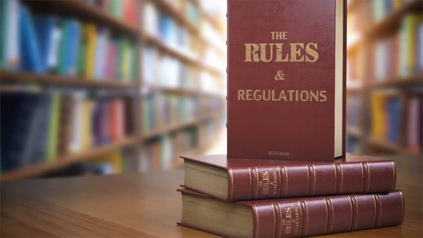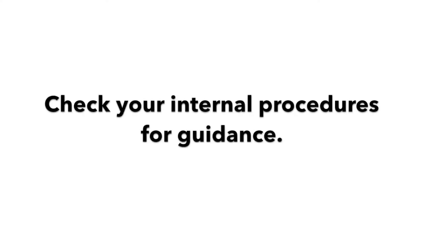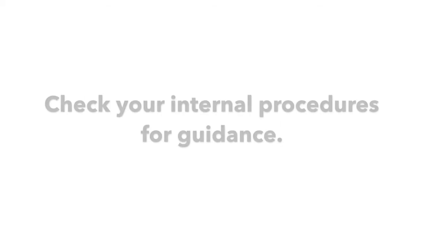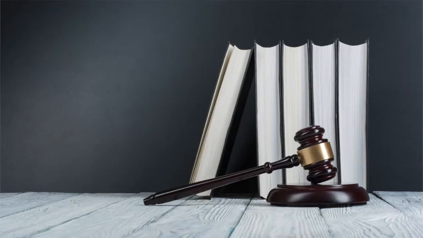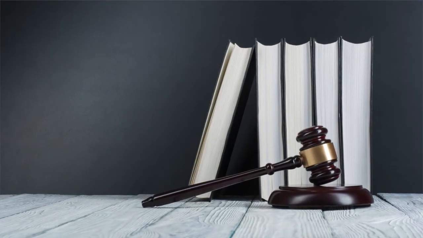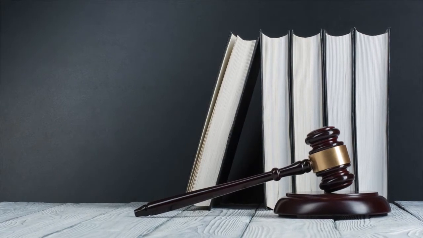So, the short answer to the question of what to do if someone has violated your code of conduct is check your internal procedures for guidance. But ideally, check them before you are faced with a violation, as the best time to establish a reasoned and logical approach to a potential situation is any time other than when you are in the midst of it.